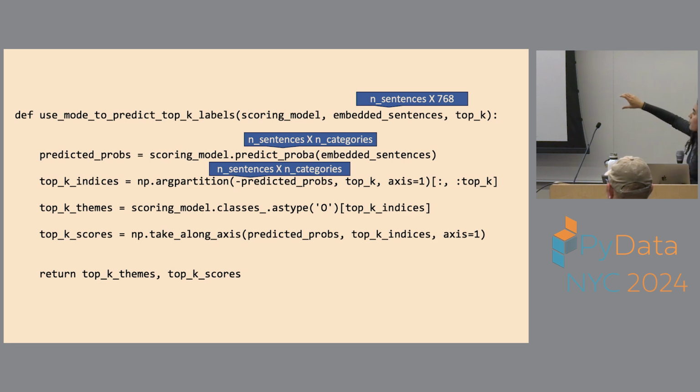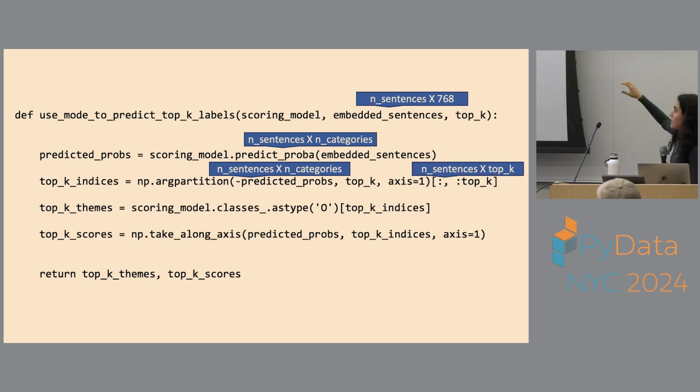And so NumPy argpartition does so by default, it gives you the minimum, and that's why you put the negative on the probabilities, because I want the highest probability. And I want the indices for which the probability is highest. So that's why I'm using it. The output here is n sentences by n categories, but I want to take the top k, so I get n sentences by top k.